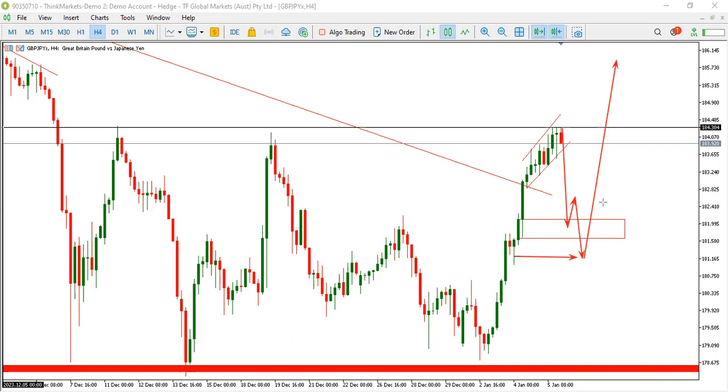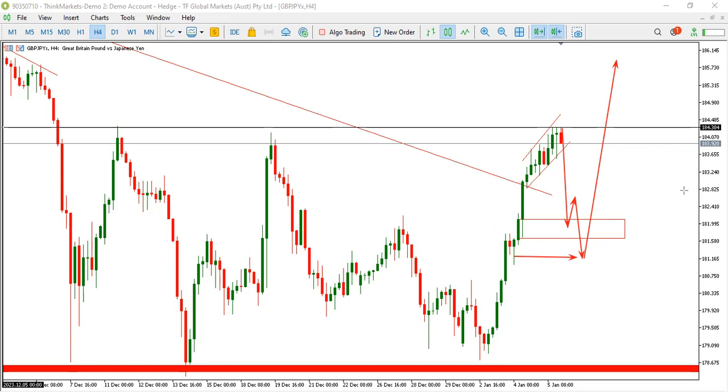So this GBPJPY is one of the JPYs I'm looking at in the coming week. And this thing I show you here is what I'm expecting this market to do in the coming week. So anytime you open your charts, make sure that you look at what the market is doing, interpret the reaction of the candlesticks, all right? Because all must be clear to you.